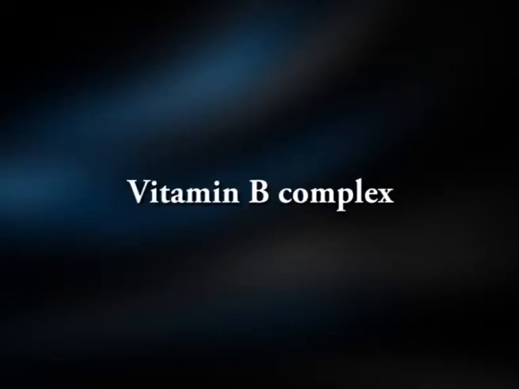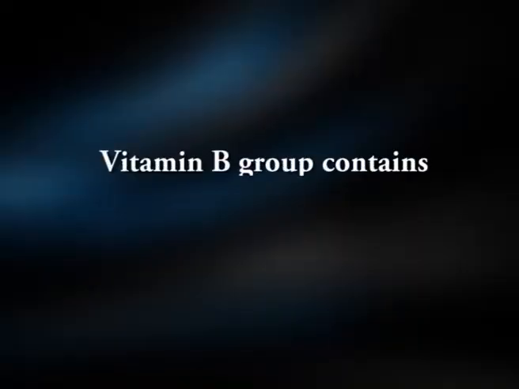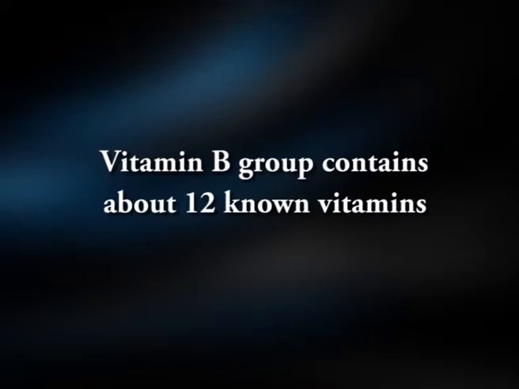Vitamin B complex. The vitamin B complex comprises a group of water-soluble factors more or less closely associated in their natural occurrence. It is now customary to refer to them by their chemical names. Previously, they were named B1, B2, B3, etc. The only common property exhibited by these vitamins is that they form coenzymes or prosthetic groups of different enzymes. Vitamin B group contains about 12 known vitamins and they are discussed here.